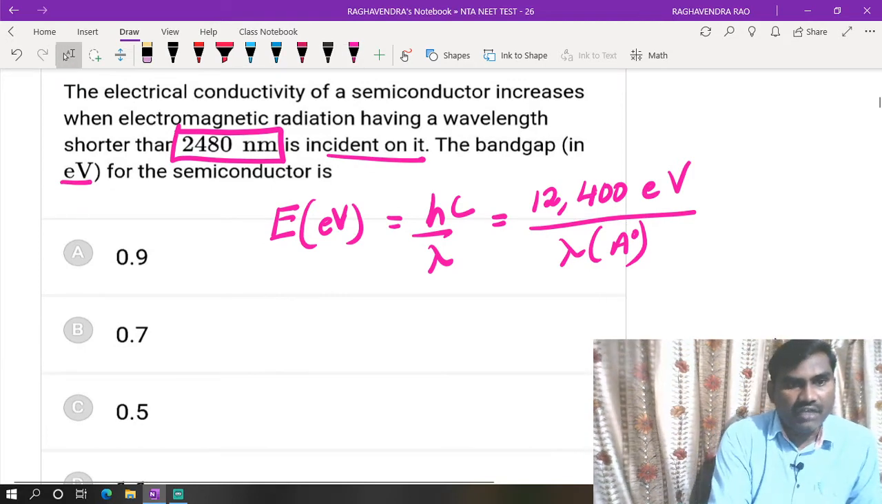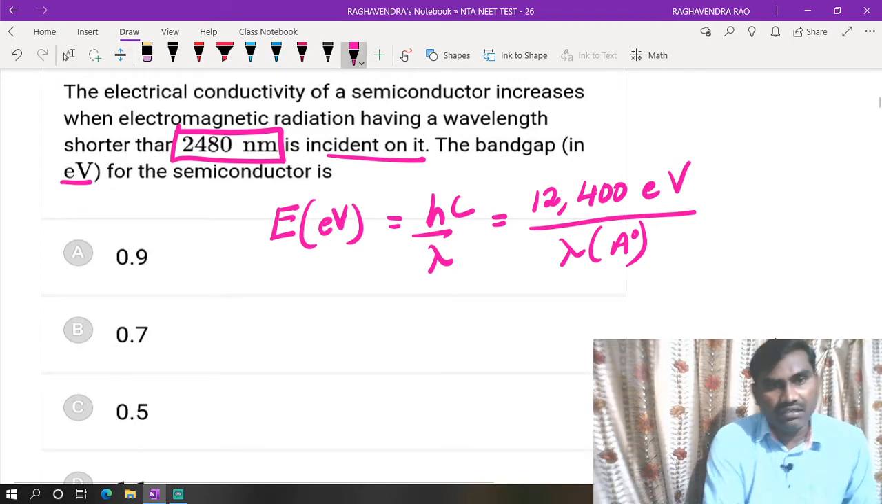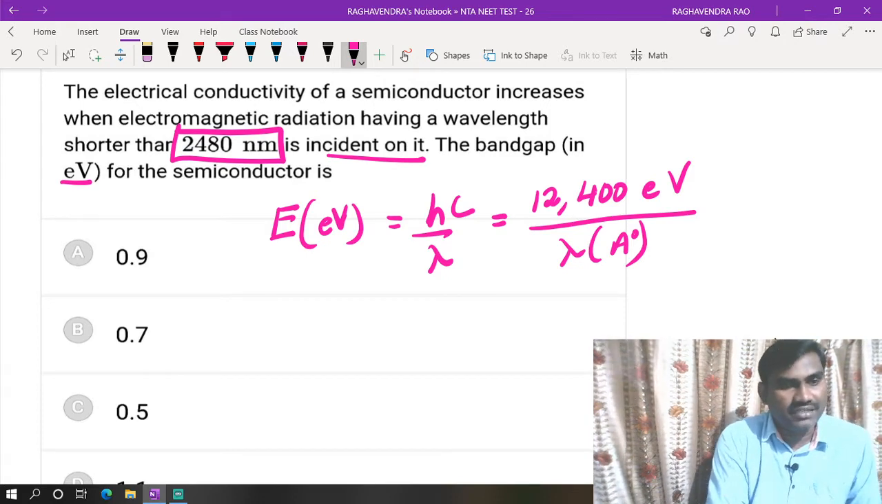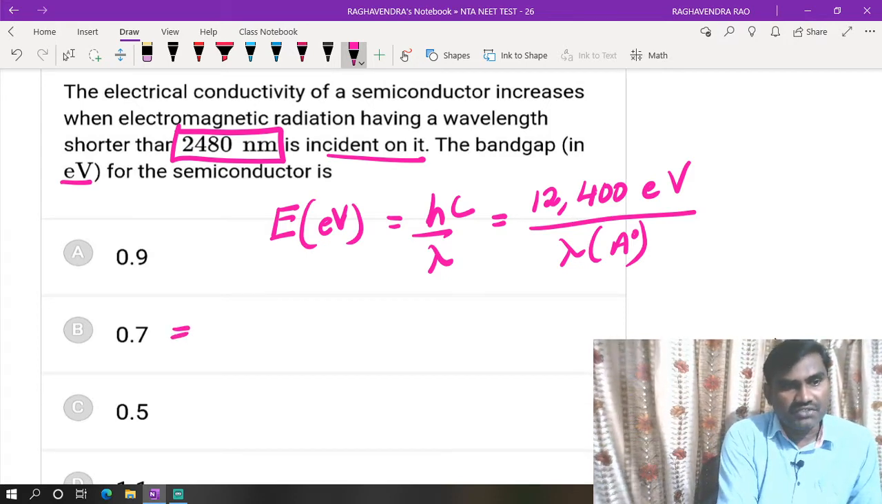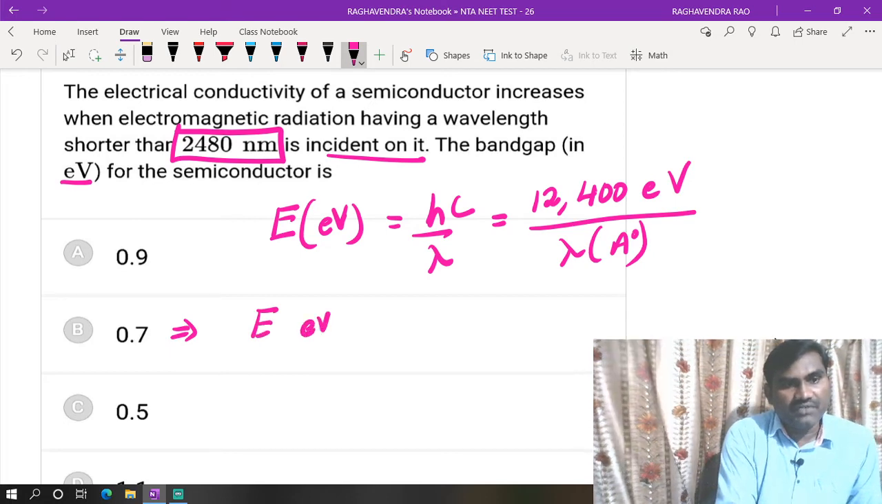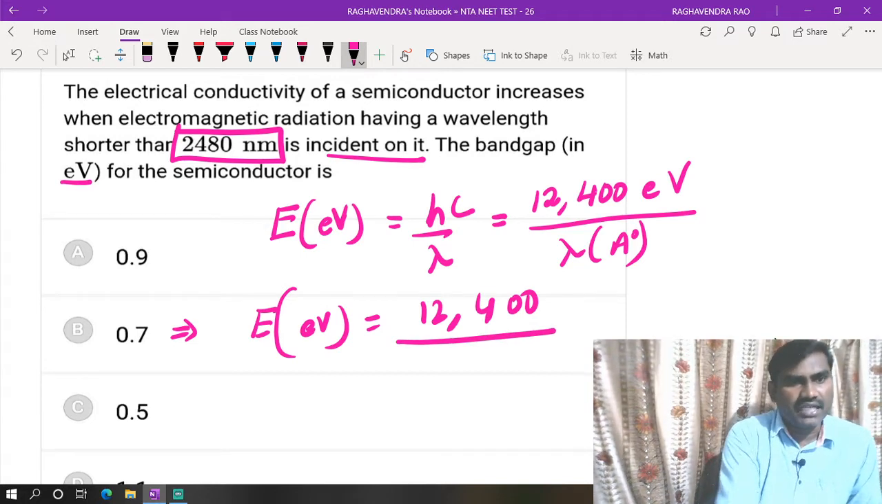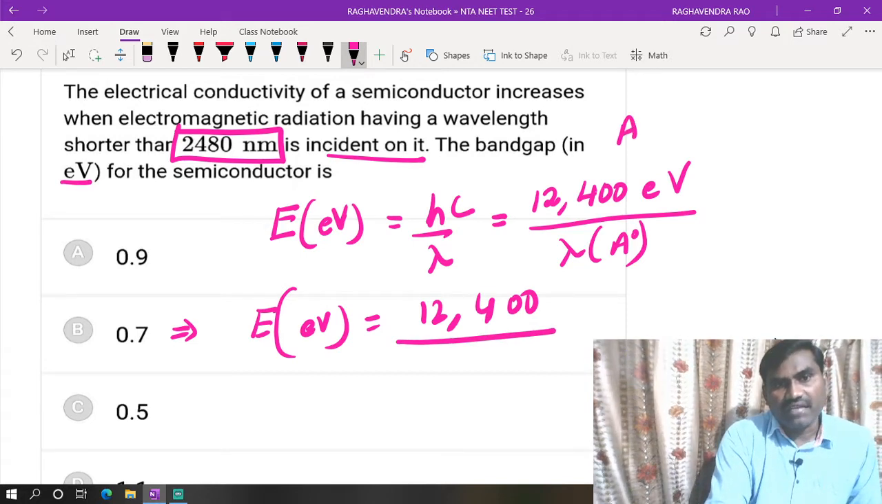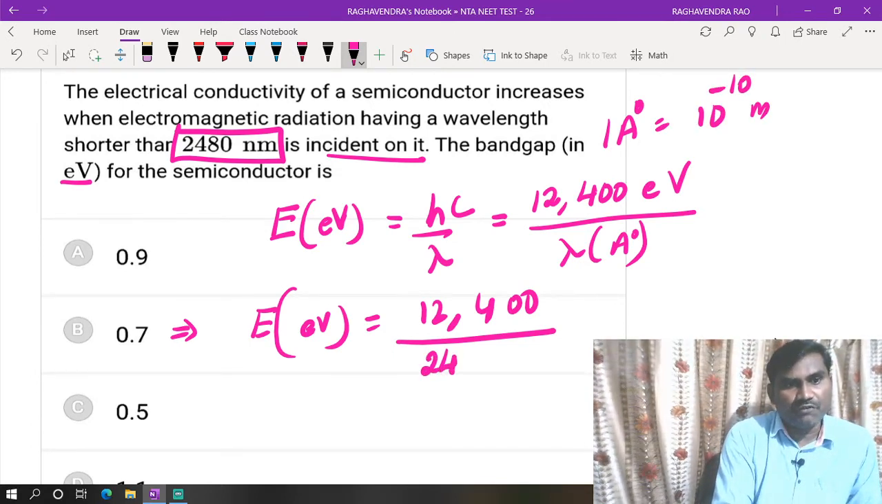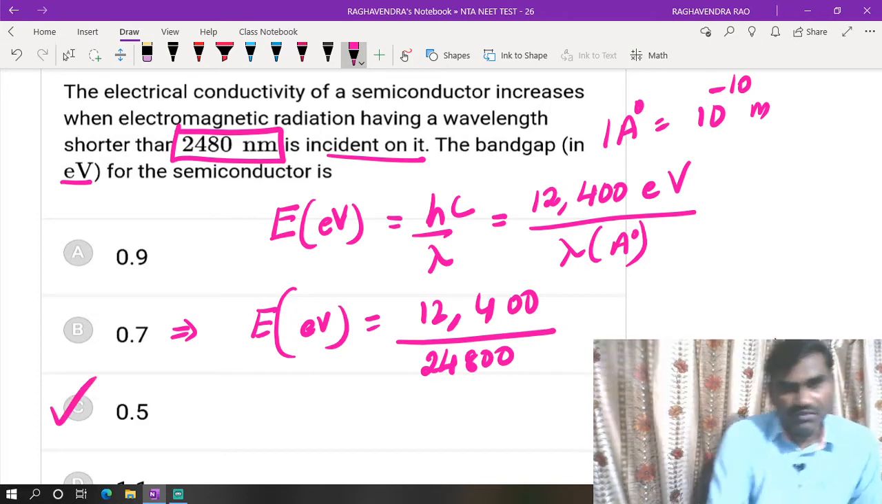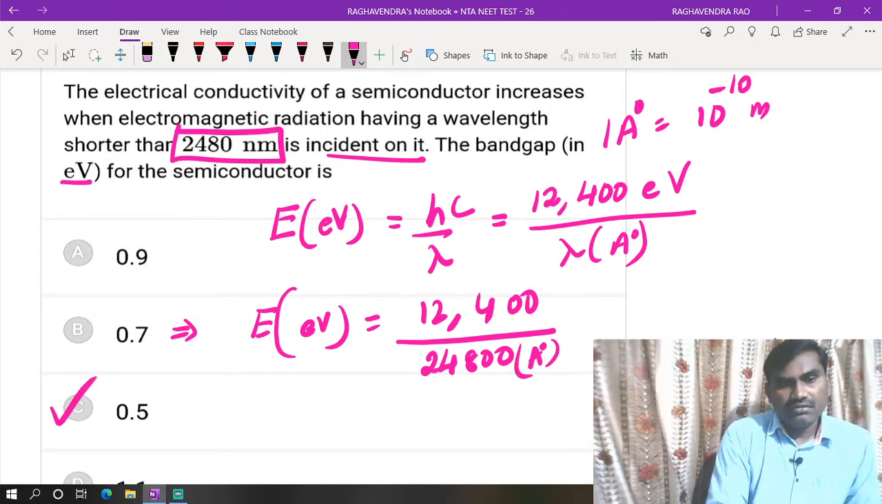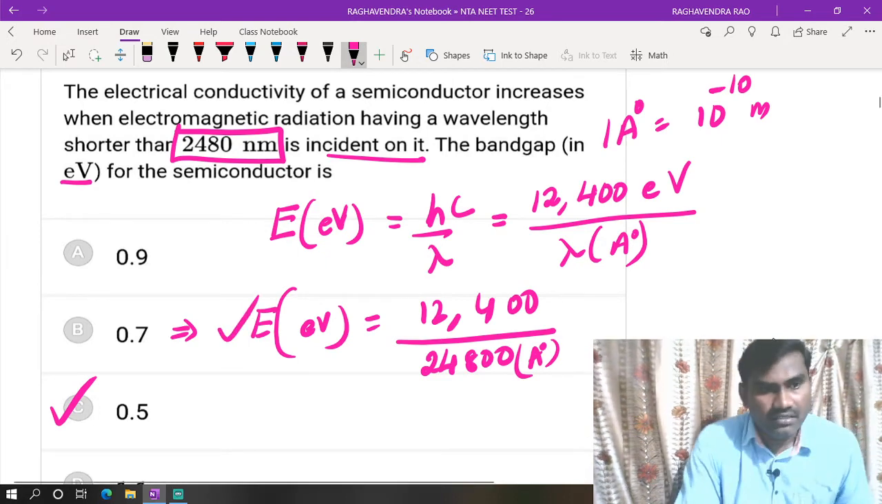Taking the values of h and c and simplifying is somewhat difficult, so for that reason you can use this formula directly to calculate the energy. From this you will get energy in electron volts. This is 12,400, but the wavelength is in nanometer. 1 angstrom is equal to 10 power of minus 10 meter. Then we can write this as 24800 in angstrom. Now the zeros cancel, and this will be 12,400 by 24,800, equal to 0.5. So as lambda is substituted in angstrom, you will get energy directly in electron volt.